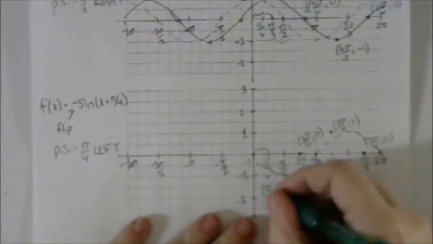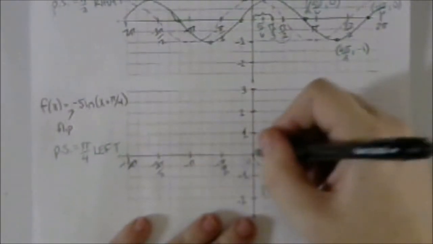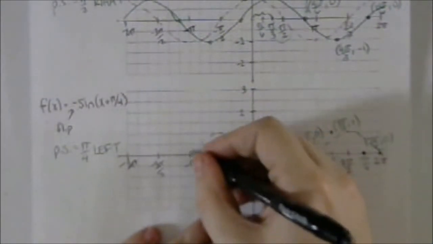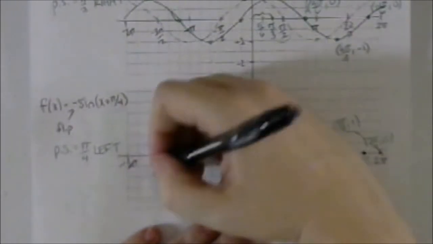pi fourths, -1. I'd like to continue my curve through the whole graph, so I'm going to continue my original through the whole graph. Peak, half, peak, back to the beginning.